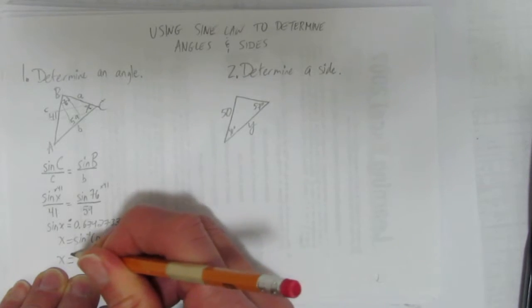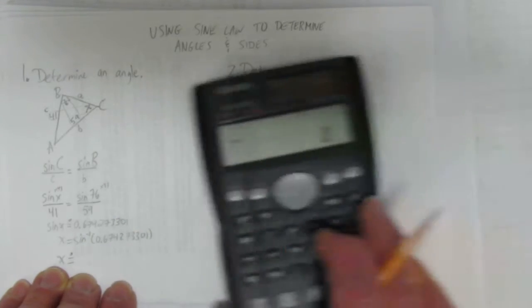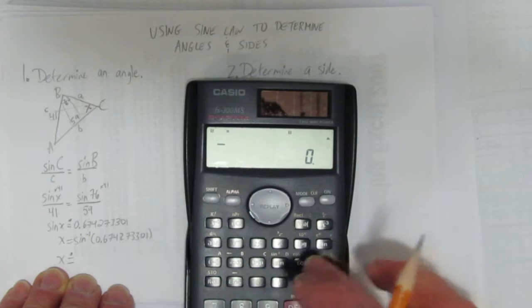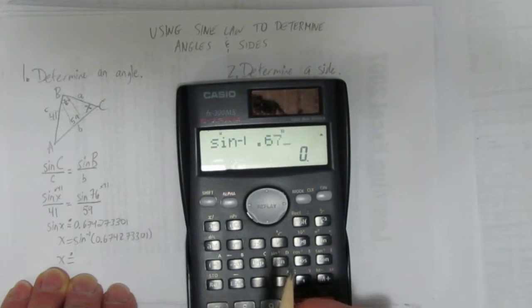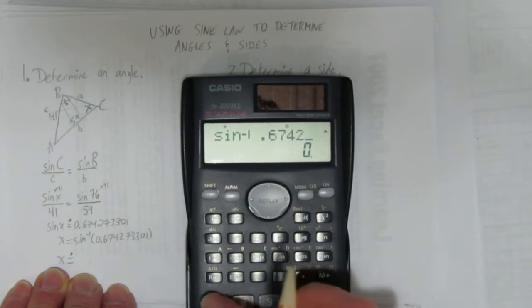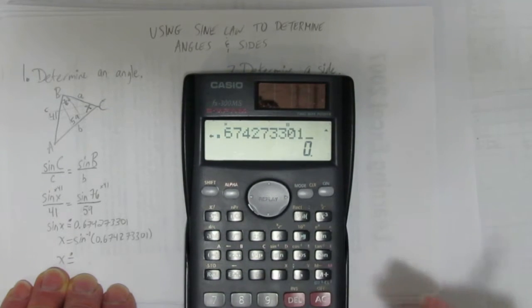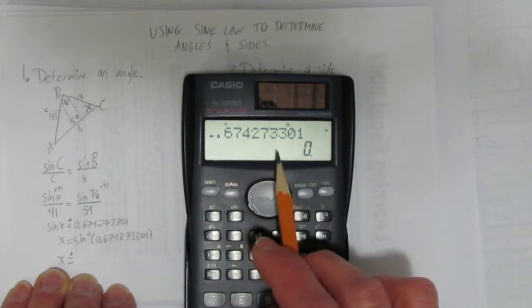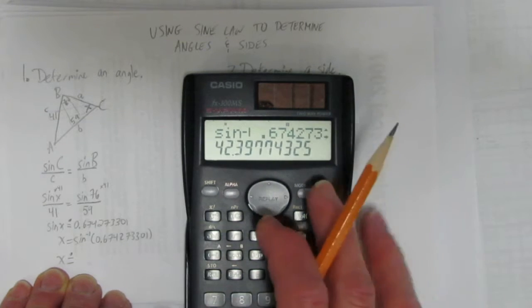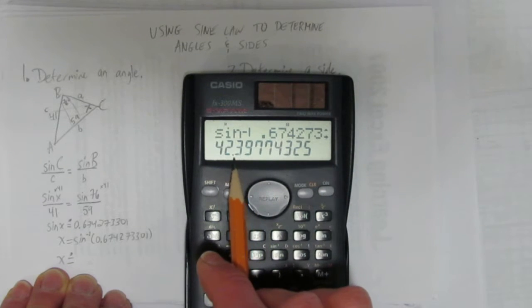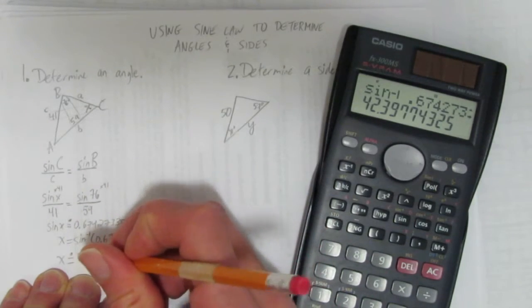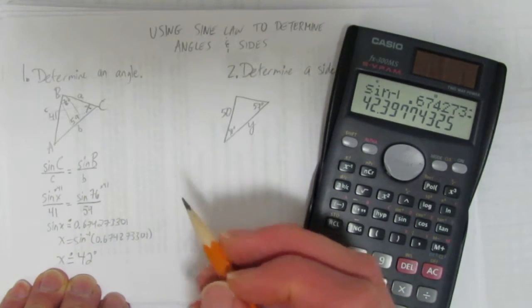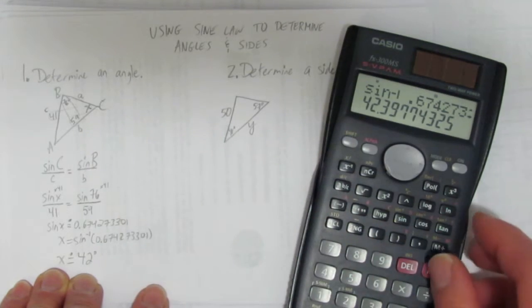But on my last line I'm going to round for sure, because I'm going to ask the calculator, hey calculator, what's the inverse sine of, and you need a bracket on some calculators. I know I don't here, I'm going to leave it out. But make sure you know your calculator. 0.674273301, inverse sine that. And I'll round to the nearest degree, it's 0.3. So round down, and I get approximately 42 degrees. Done. I use sine law to determine an angle.